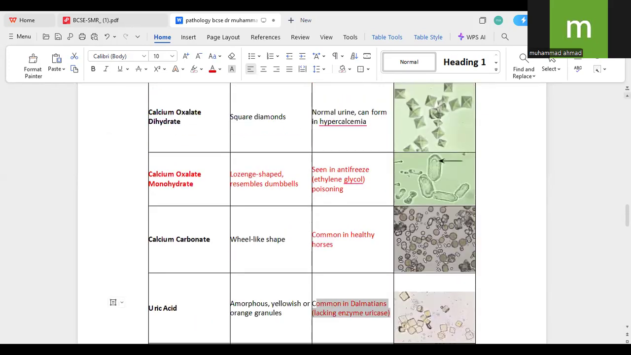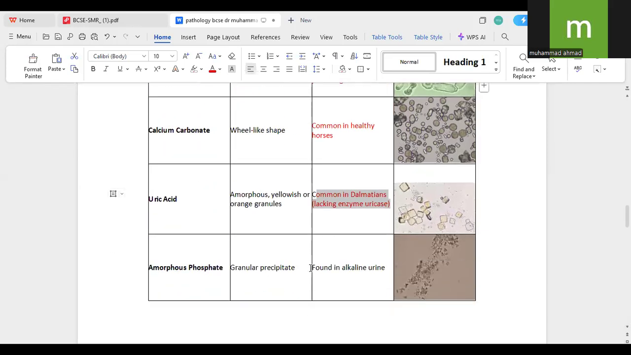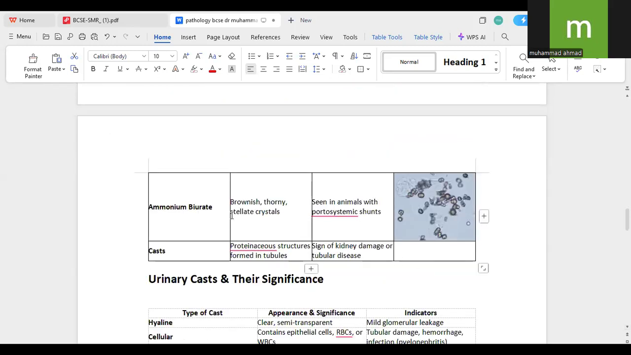So calcium oxalate is acidic, calcium oxalate monohydrate is acidic, calcium carbonate is acidic, uric acid is acidic, and amorphous phosphate is alkaline. Ammonium biurate, brown thorny stellate crystal seen in animals with a portosystemic shunt.